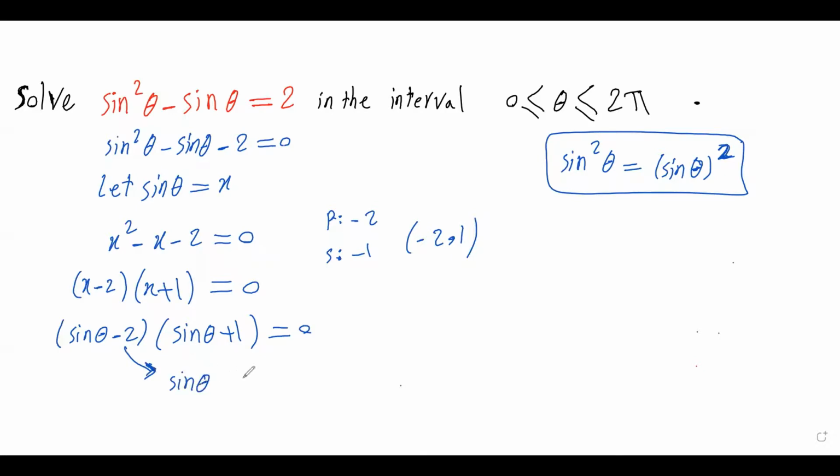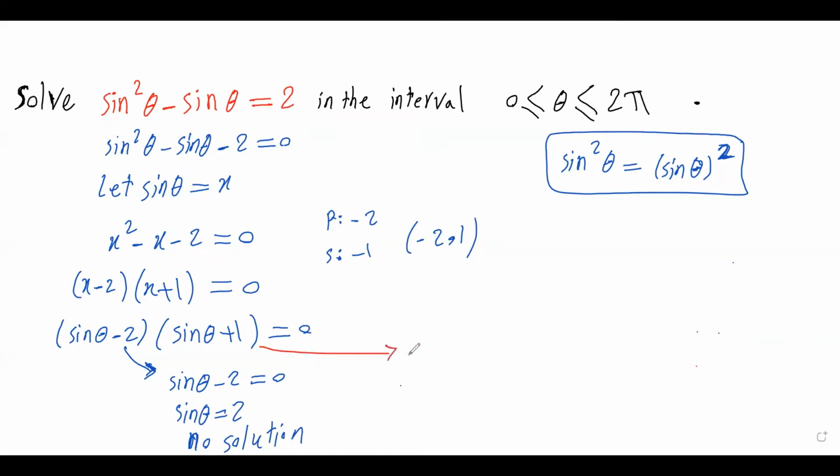So let's do this one first. Sine theta minus 2 equals 0. So I will get sine theta equals +2, which is not possible. We cannot have, as you know, sine is between -1 and 1. It's never gonna be more than 1 or less than -1. So it is not possible. So we say no solution for this factor.